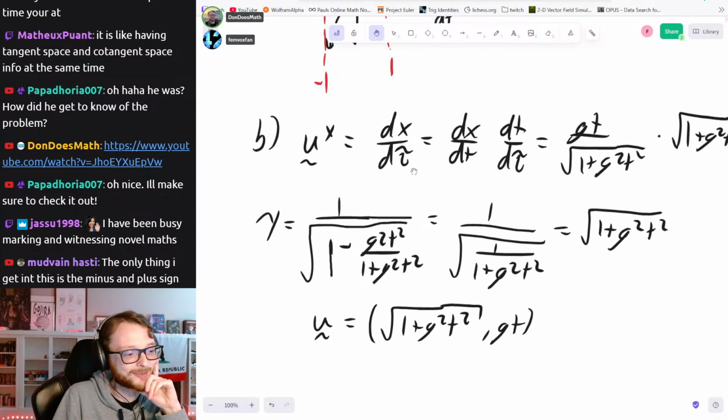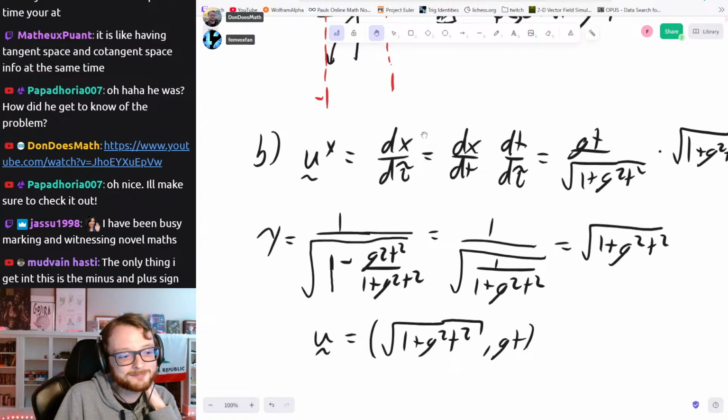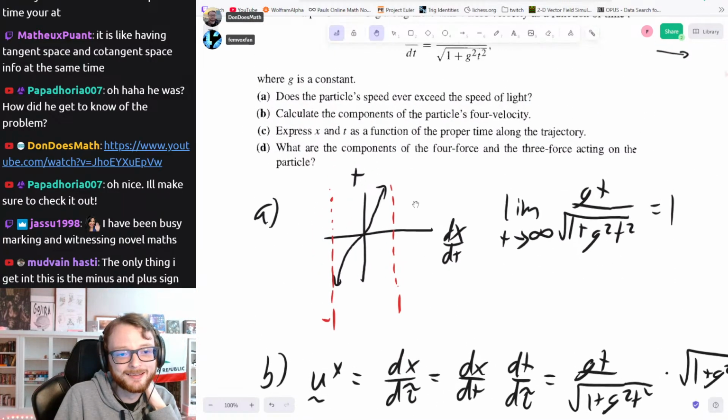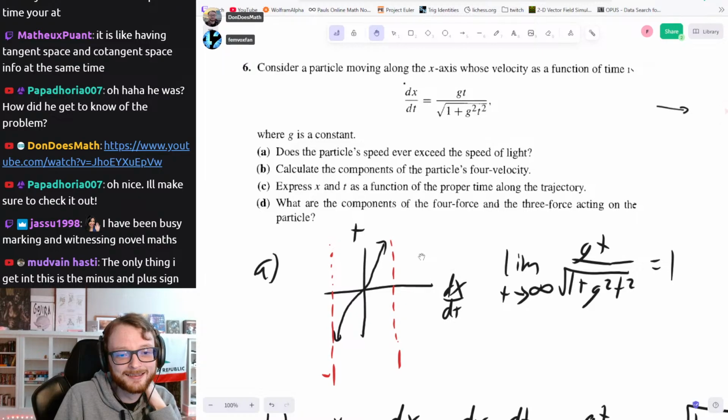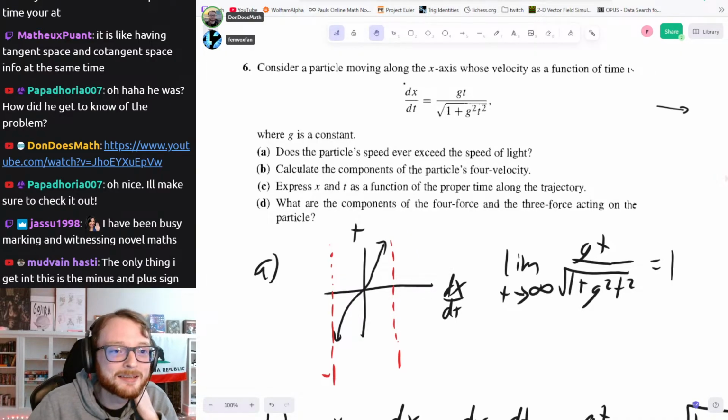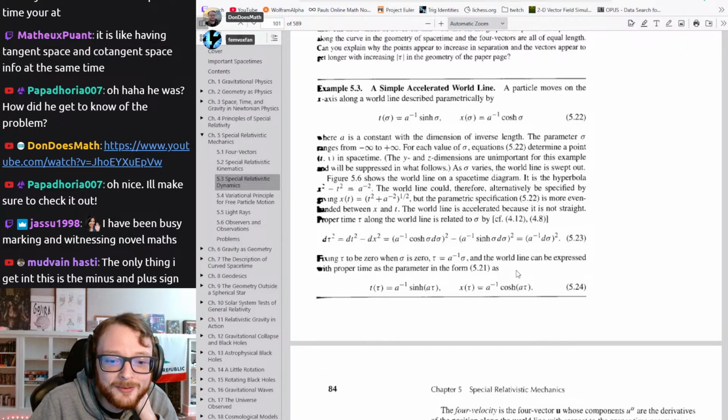The minus to the plus sign, that's something. Ah, there must be a way of doing this.